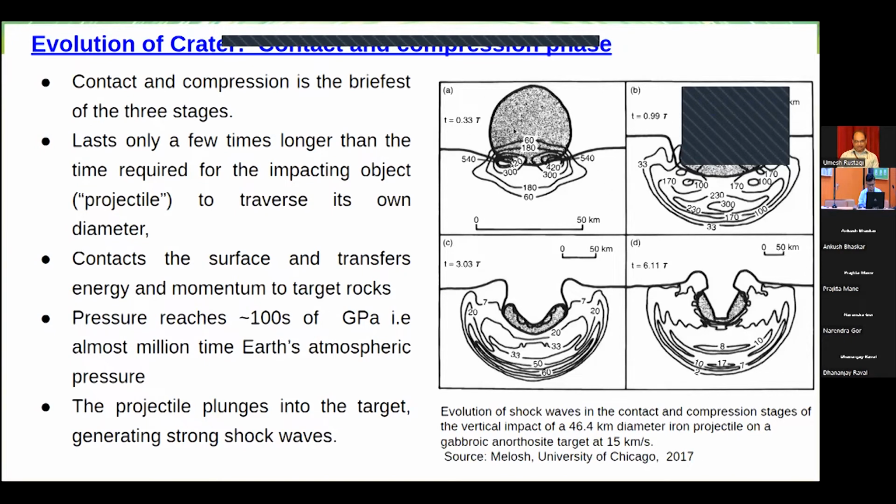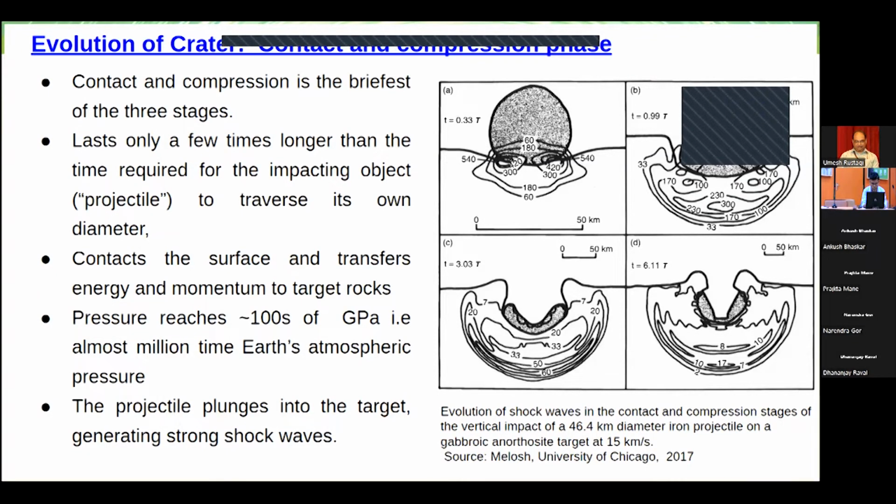Like this figure shows, this is an impactor or an asteroid, something hitting the ground, and these lines are showing the pressure. So look at the pressure values. They are ranging a few hundred gigapascal. And this is a scale of 0 to 50 kilometers in size, you can understand. So around a 50 kilometer projectile is hitting the ground, you can assume that, and how it is going to react to the ground. And the pressure involved, as I said, is around a few hundred gigapascal.